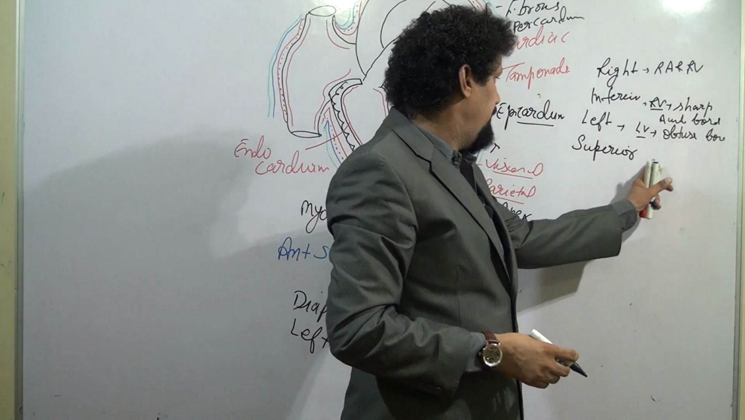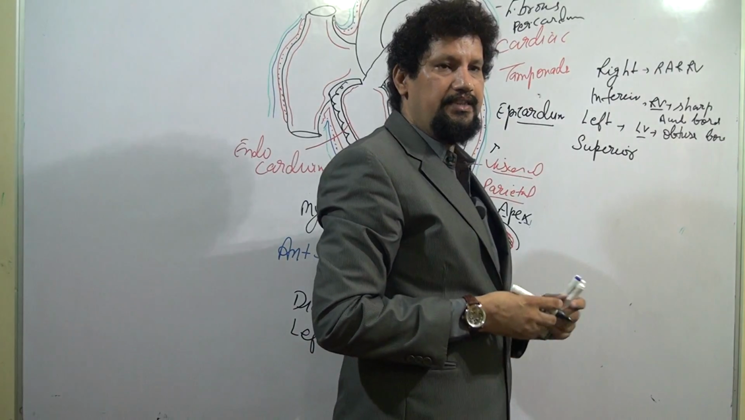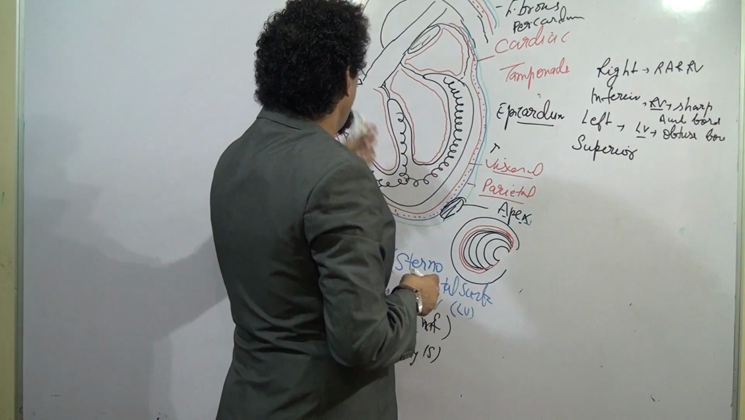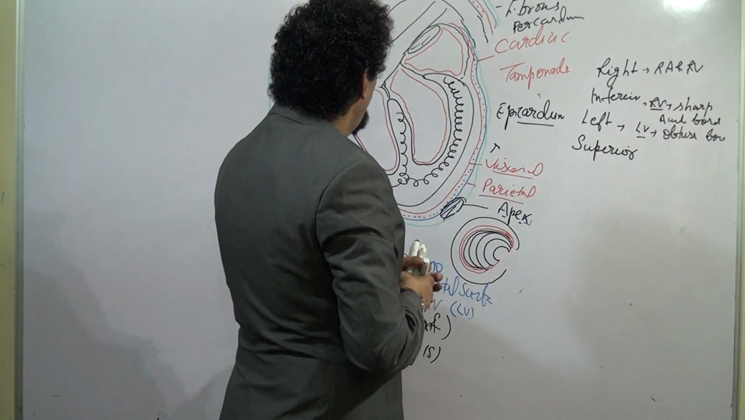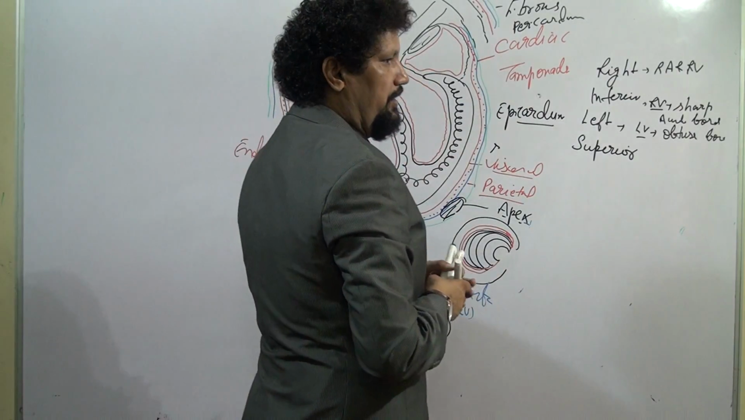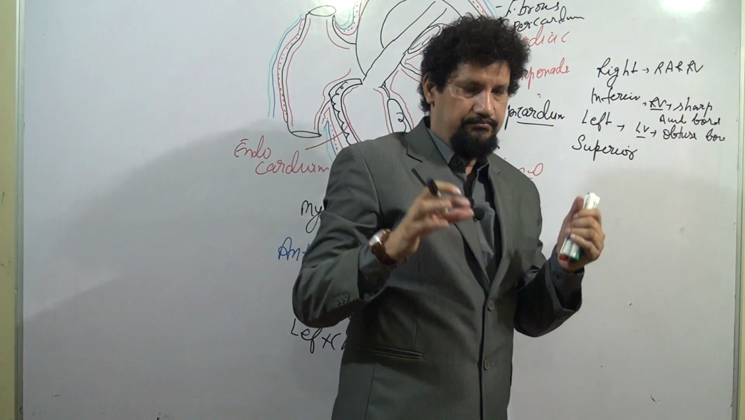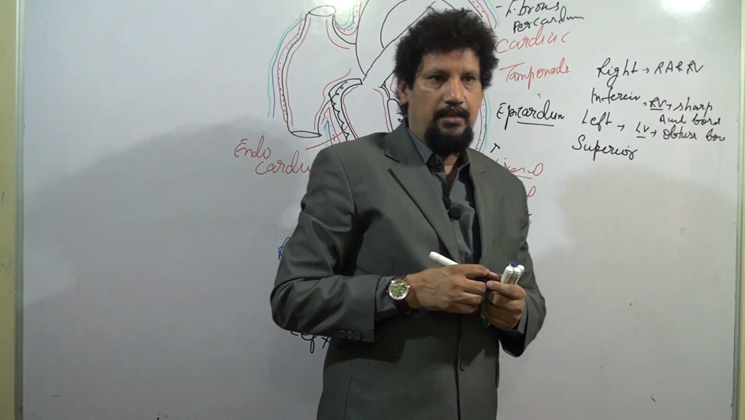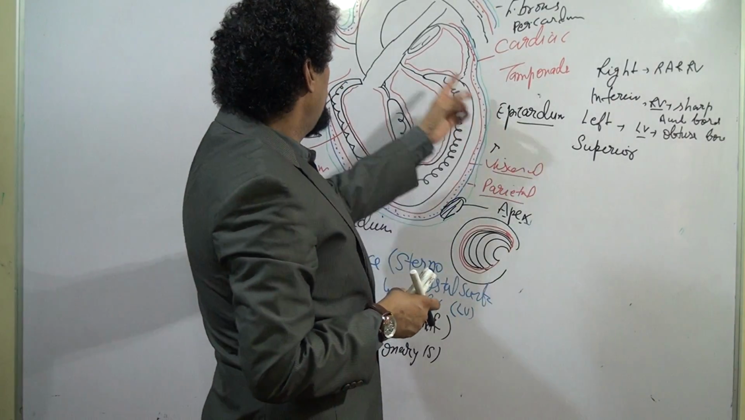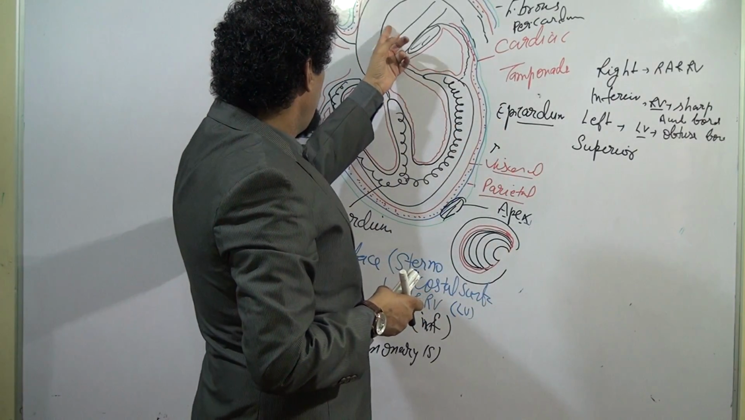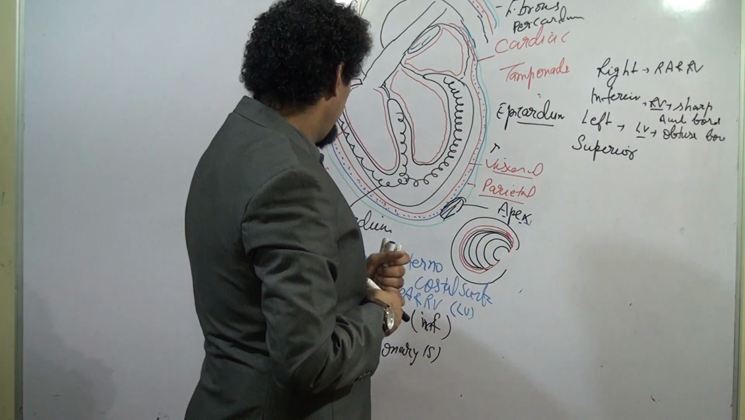And the superior border is formed by the right atrium and part of the left atrium. The great vessels, like the aorta and the pulmonary trunk, are leaving the heart from this superior border.